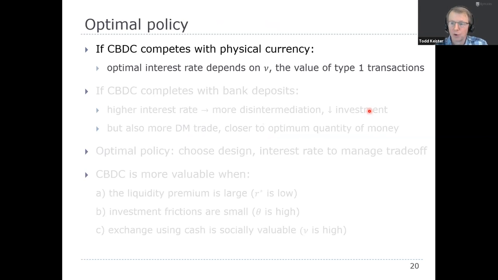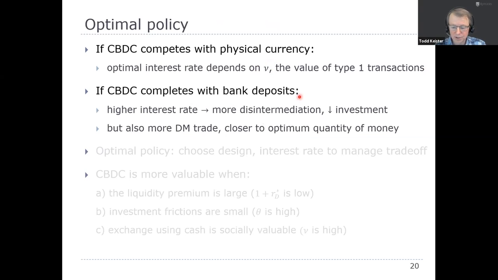So what should a central bank do? If the central bank is going to introduce a digital currency that competes with physical currency, how should it set the interest rate? Well, it's going to depend primarily on that parameter nu. How does it feel about these type 1 transactions? Are they socially valuable or not? For a given nu, you can calculate the optimal balance.